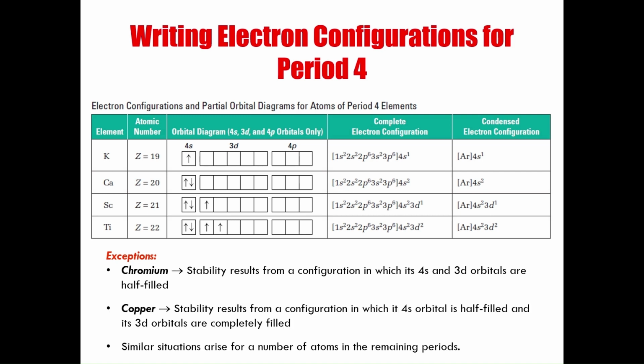Copper is another example. So copper, instead of having a filled s orbital and an almost entirely filled d orbital, has its 4th energy level s orbital half filled, and the d orbitals are now filled. This is a far more stable configuration for the electrons that allows copper to be as stable as we know it to be in the natural world.